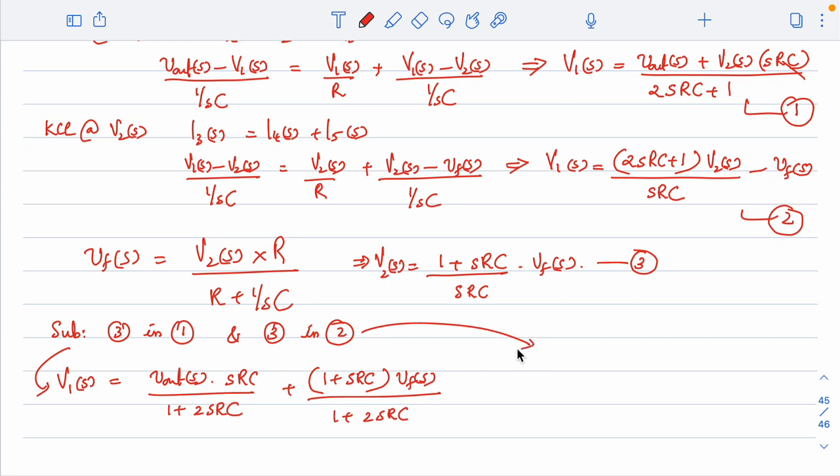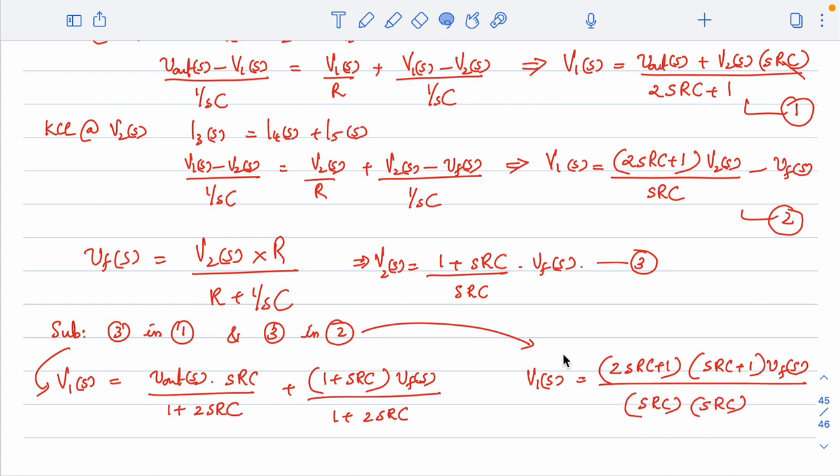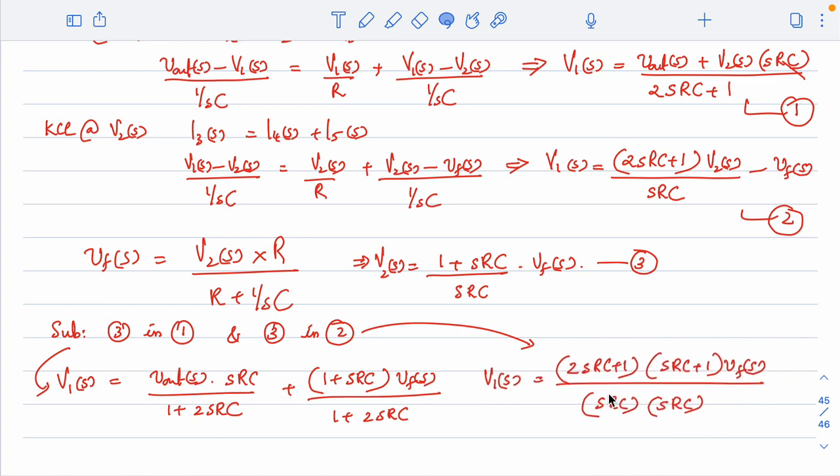And now if I do this, I will get one more expression for V1. So the intention is to eliminate V1 and V2. Then I will get it as 2 SRC plus 1 into SRC plus 1 into Vf of s divided by SRC into SRC. This is in terms of Vf of s, right? This is minus Vf. This is how you will get the expression for V1.